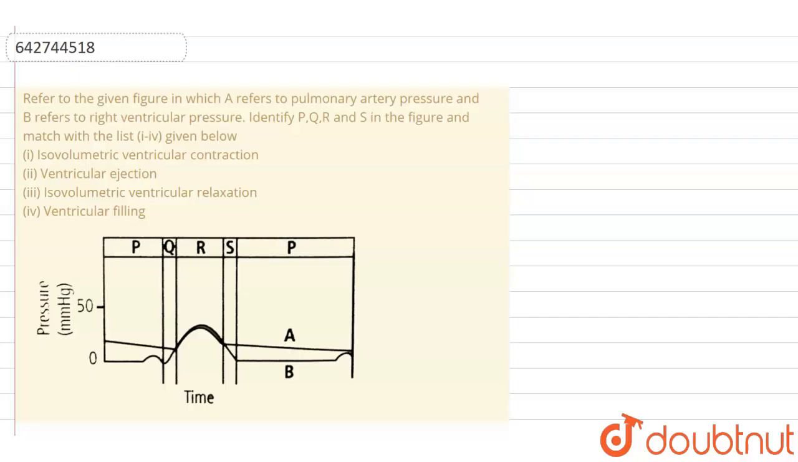Hello everyone, so here the question is: refer to the given figure in which A refers to pulmonary artery pressure and B refers to right ventricular pressure. Identify P, Q, R and S in the figure and match with the list 1 to 4 given below. So in 1 we have isovolumetric ventricular contraction. Secondly, ventricular ejection. Then isovolumetric ventricular relaxation, and lastly ventricular filling.